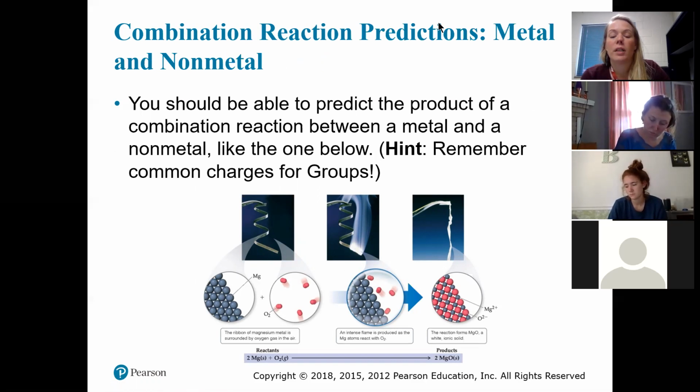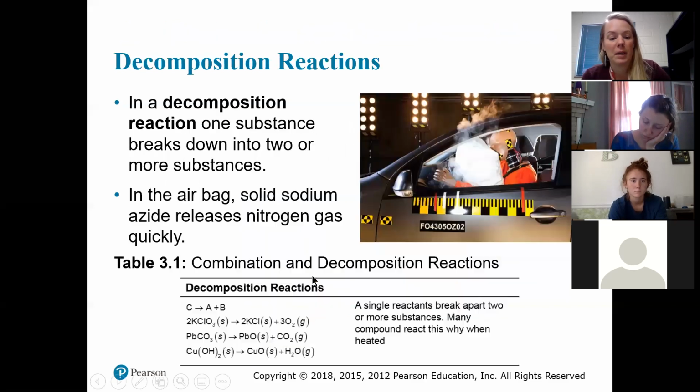So, combination reaction predictions: metal and nonmetal. You should be able to predict the product of a combination reaction between a metal and a nonmetal, like these below. If I have magnesium and I combine it with oxygen, I should be able to figure out what the product is, balanced correctly, because we know metals have a positive charge, nonmetals have a negative charge, and their charges should be neutral to each other. So in this case, 2 magnesiums combined with 1 oxygen, O2, to produce MgO. Let's do this a couple times, because sometimes we kind of forget how to do that.